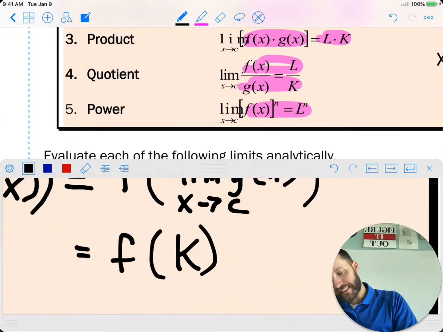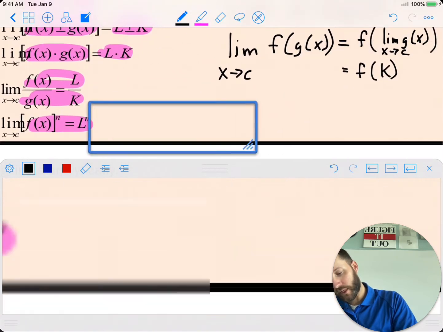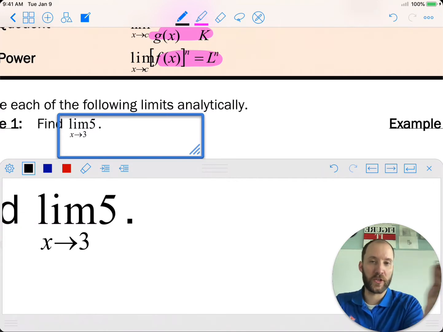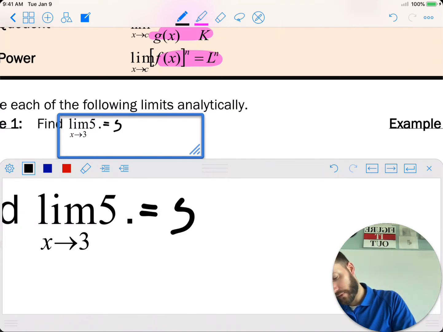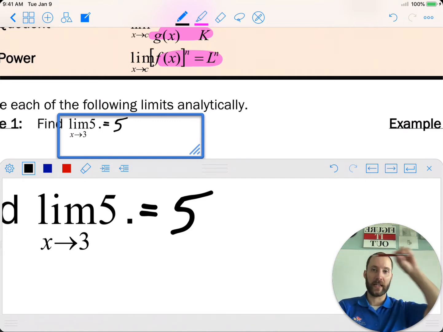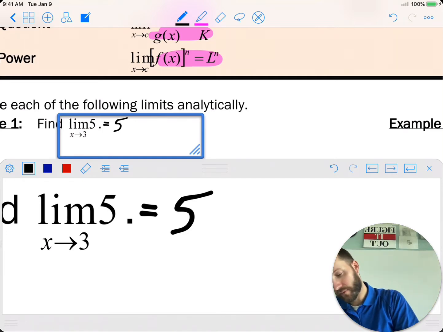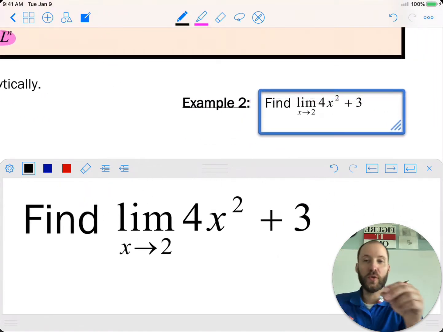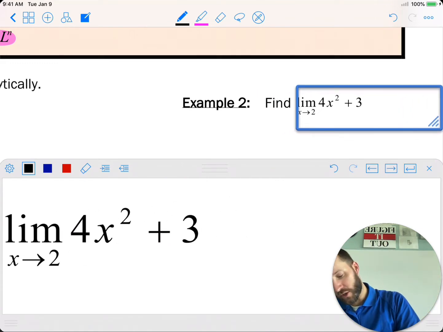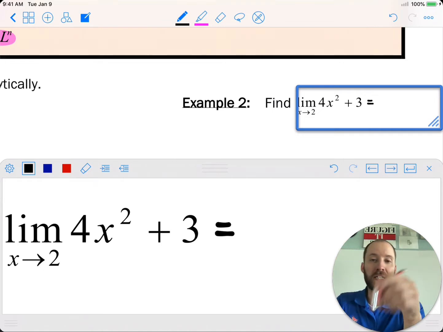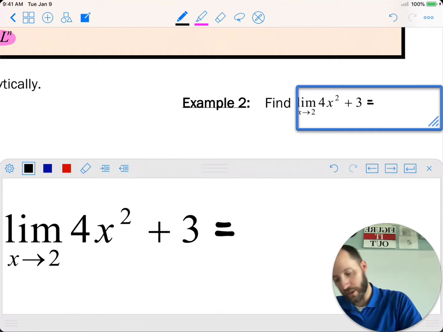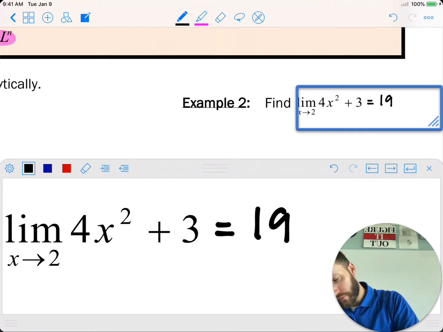So for a constant function, here's my box. Limit of 5 as x approaches 3. It's just 5. It's a horizontal line. The horizontal line is always 5. For example 2, 4x squared plus 3, limit as x approaches 2. Just plug in 2. 4 times 2 squared plus 3. 2 squared is 4. 4 times 4 is 16 plus 3. Get 19.